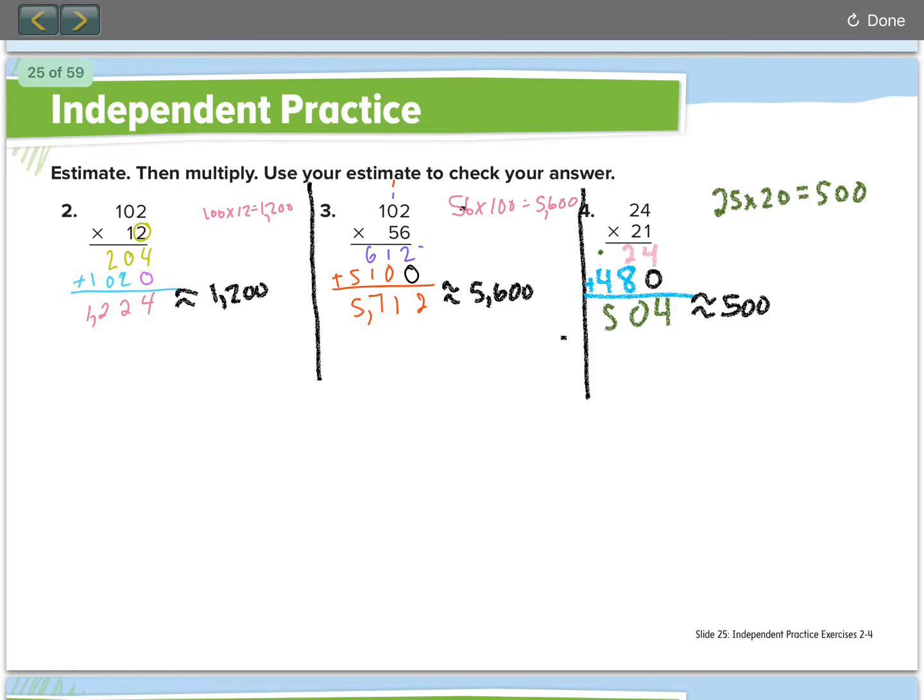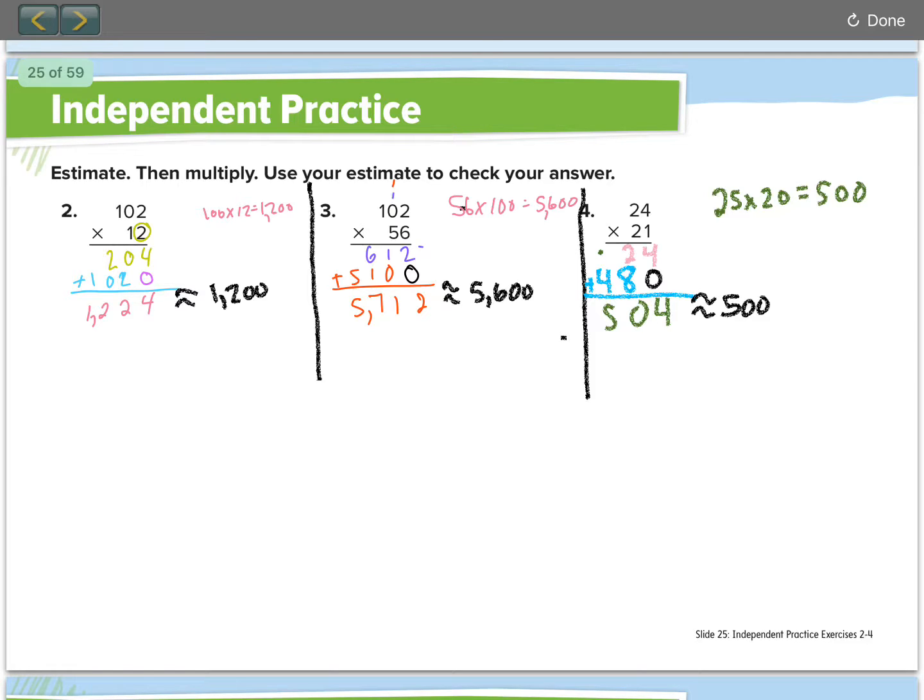For number 3, I'm going to multiply 102 times 56. So first I'm going to estimate 100 times 56, which is 5,600. Now I'm going to start in the ones column by multiplying 102 times 6. 6 times 2 is 12. I put down my 2 and carry my 1. 6 times 0 is 0. I add the 1 and I record the 1 in the tens column. Then I'm going to multiply 6 times 1, and 6 times 1 is 6. I'm now done multiplying 102 times 6.